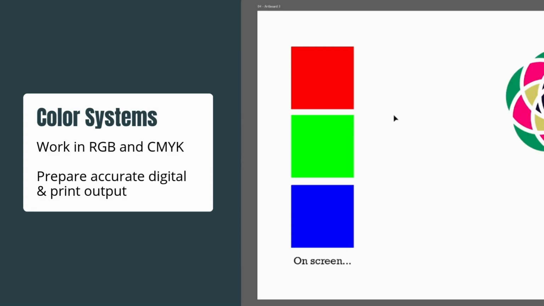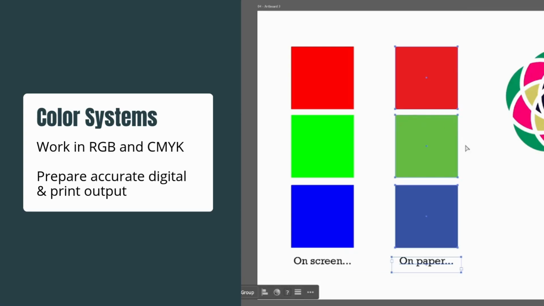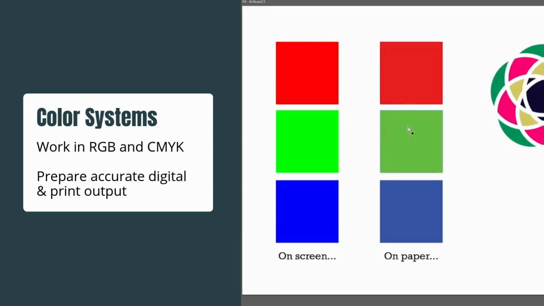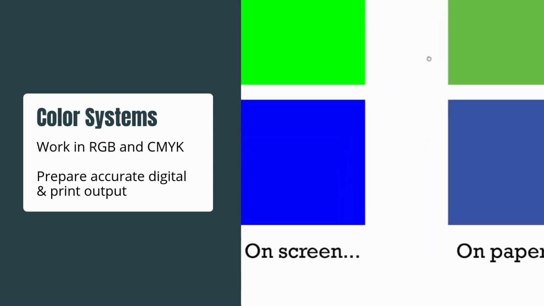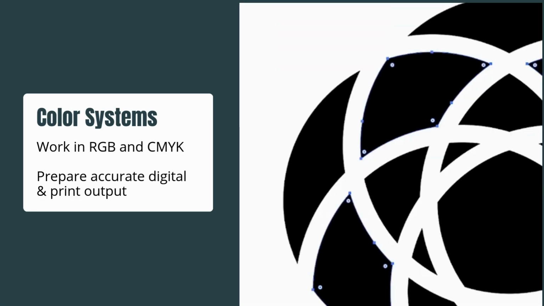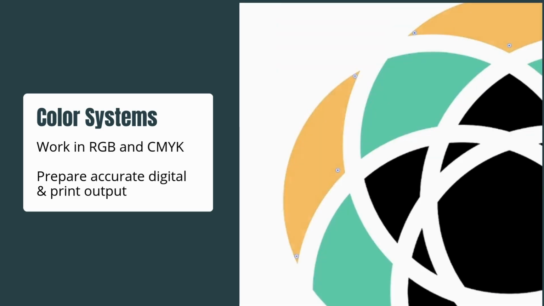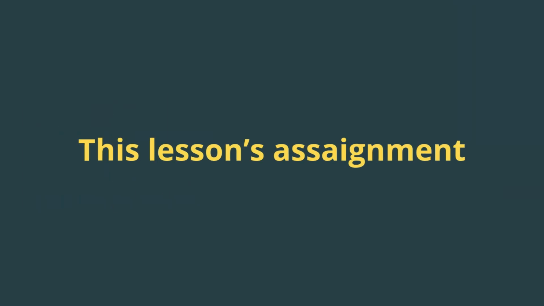And finally, we'll be working with color. By the end of this, you'll know the difference between RGB and CMYK, and you'll know the differences between working on things that'll be shown on a screen versus things that'll be printed on paper. This way you can apply your brand's color palette that you made and make sure it is cohesive throughout all mediums. Let's go over this module's assignment.